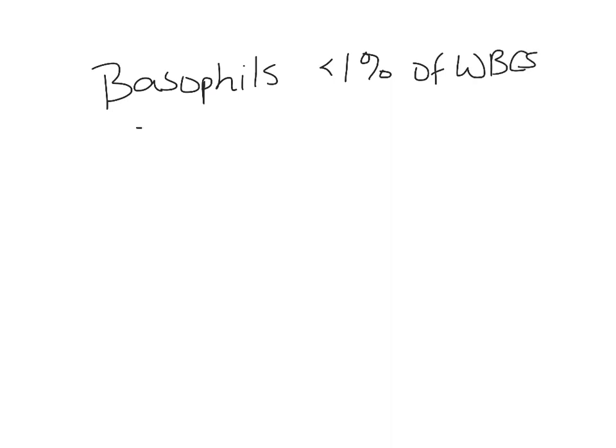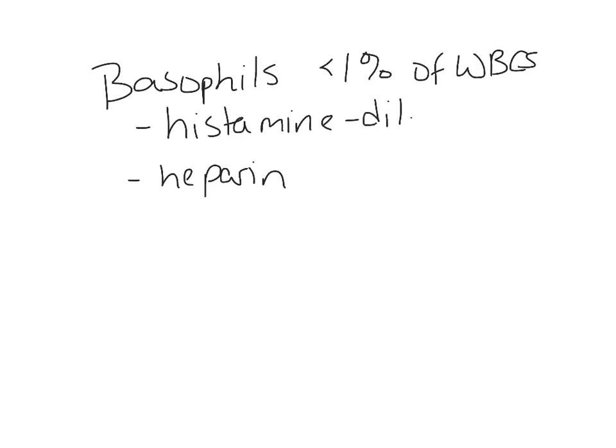The next ones that we have are called basophils. Basophils are the least numerous. They make up less than 1% of white blood cells. They release things like histamine and heparin. Histamine dilates blood vessels. What is dilating a blood vessel going to do? Bring more cells to the area, right? Bring more blood, bring more cells. Heparin then prevents blood clotting.